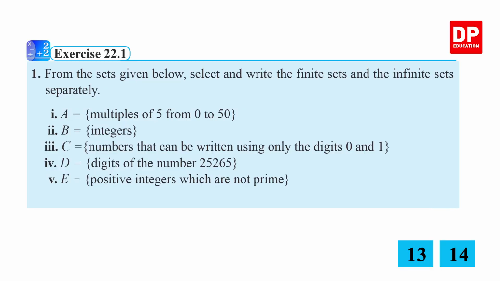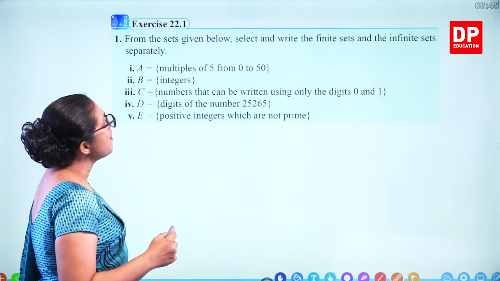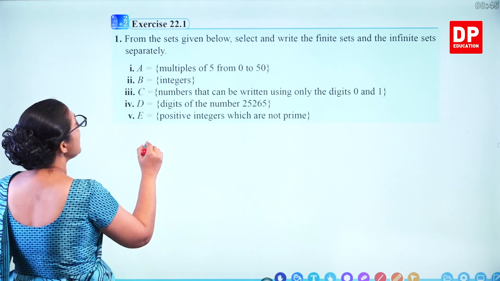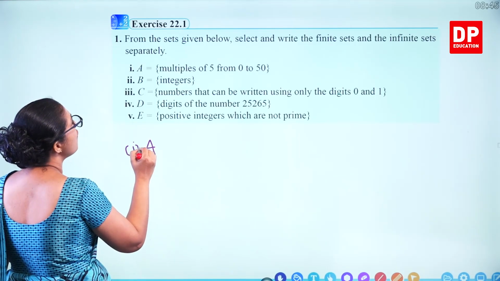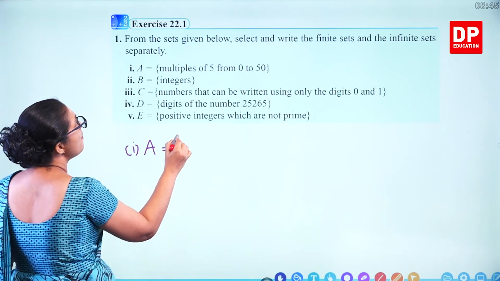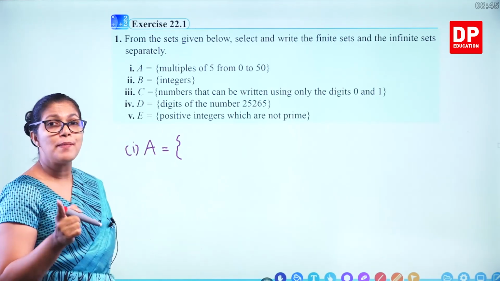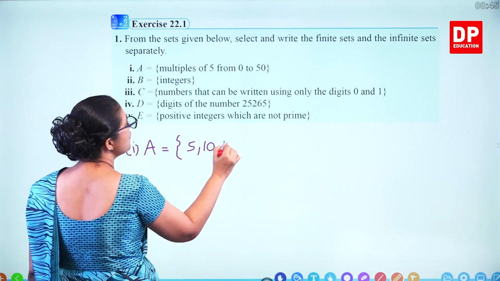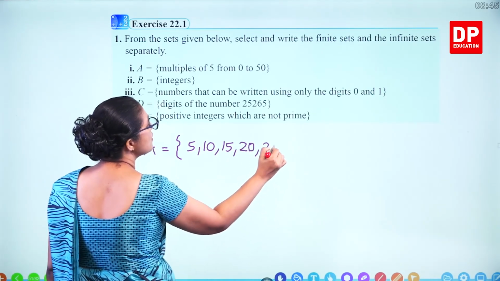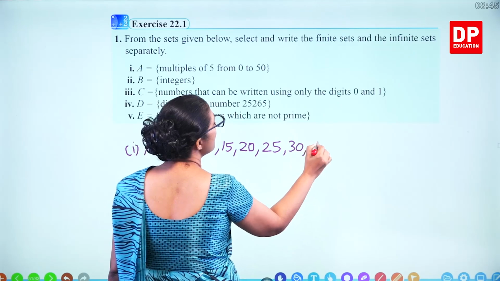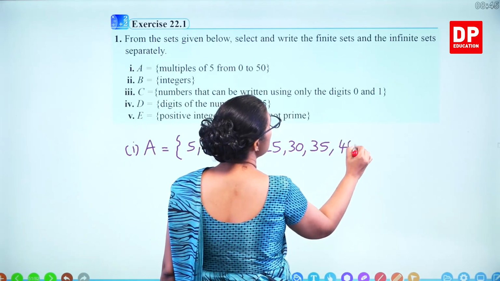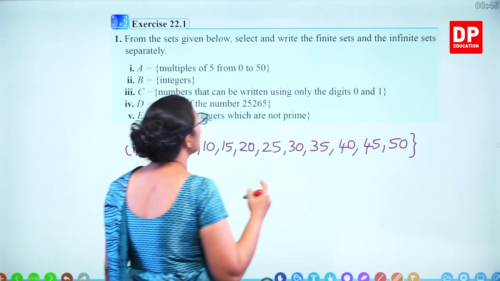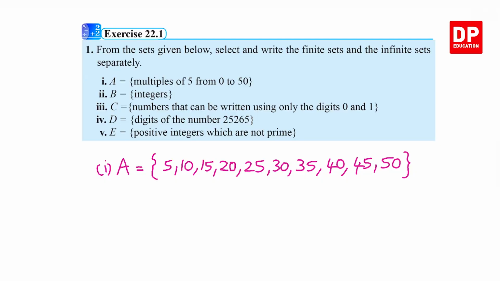Exercise 22.1. From the sets given below, select and write the finite sets and the infinite sets separately. A, multiples of 5 from 0 to 50, where 0 and 50 are included. So starting from 5: 5, 10, 15, 20, 25, 30, 35, 40, 45 and 50. Up to 50 means 50 you can write.